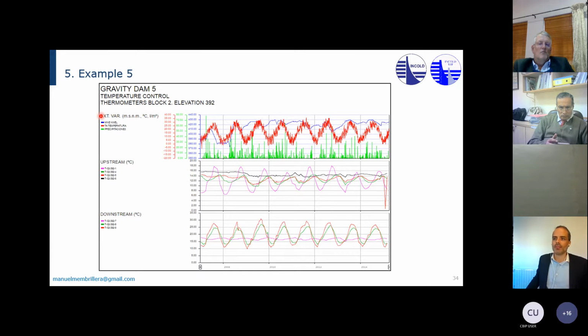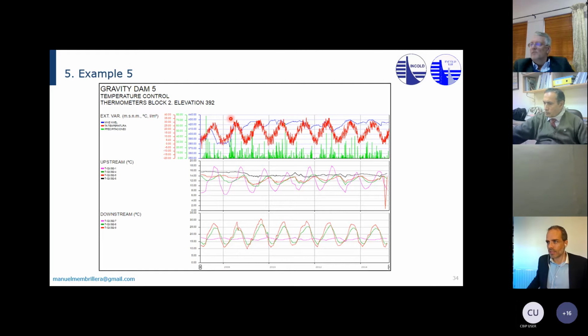And these we call external: pool levels, ambient temperature, and rainfall. Rainfall is the green. Remember, this is 2 years. So you can see here, this is every year. So summertime, winter time, summer, winter, summer, winter. And so 1, 2, 3, 4, 5, 6, 7, 8, 9 years here. This is the evolution of pool levels.